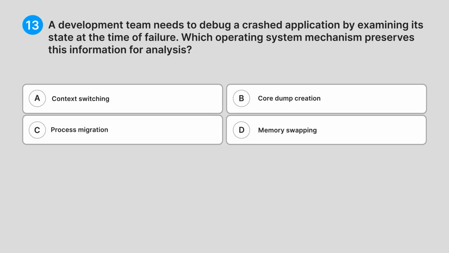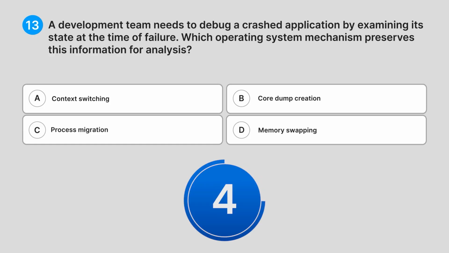13. A development team needs to debug a crashed application by examining its state at the time of failure. Which operating system mechanism preserves this information for analysis? A. Context switching. B. Core dump creation. C. Process migration. D. Memory swapping. Can you guess the answer?